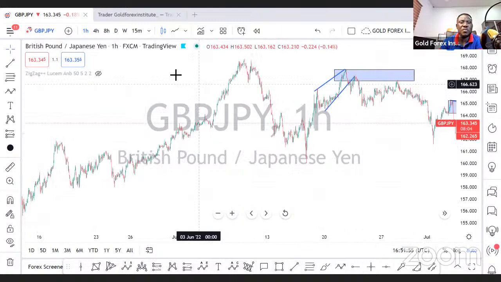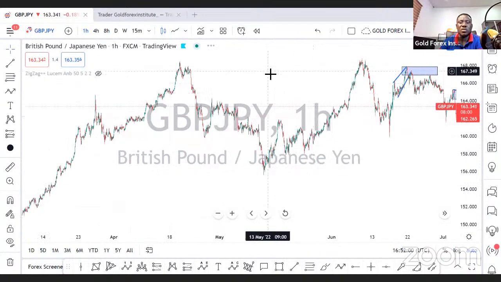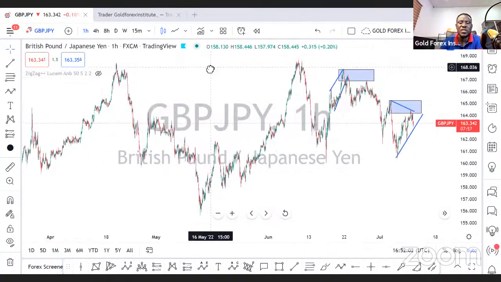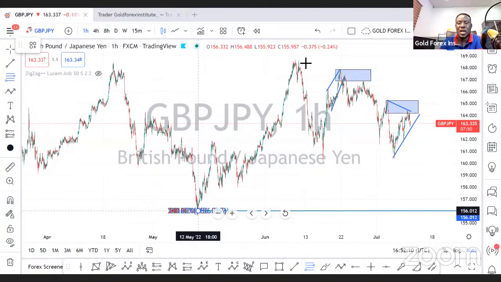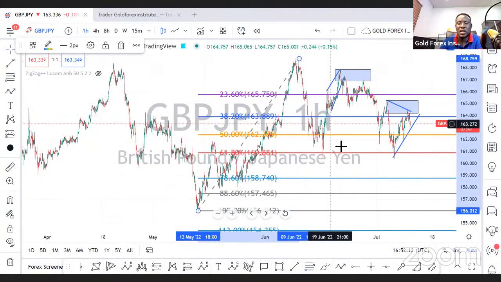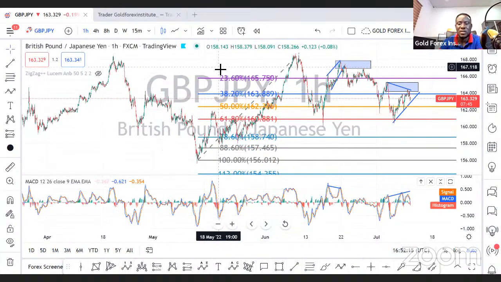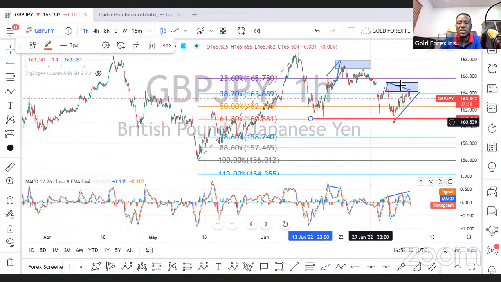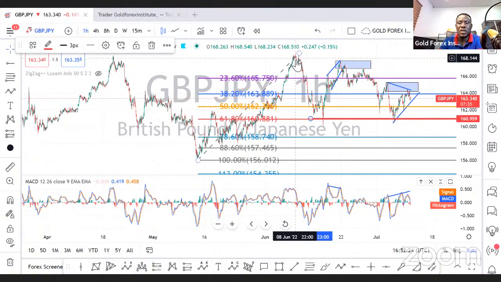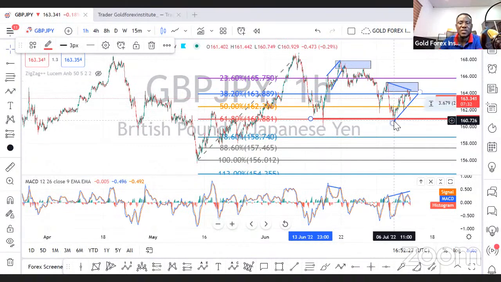So what we measure for, with Gold Forex Institute, for us, we don't trade like how many traders trade. We have a distinct way of analyzing the market. That has been the secret to the success over here. So we had the B at 61.8. So now this was our first take profit. So we came to hit our first take profit over here.